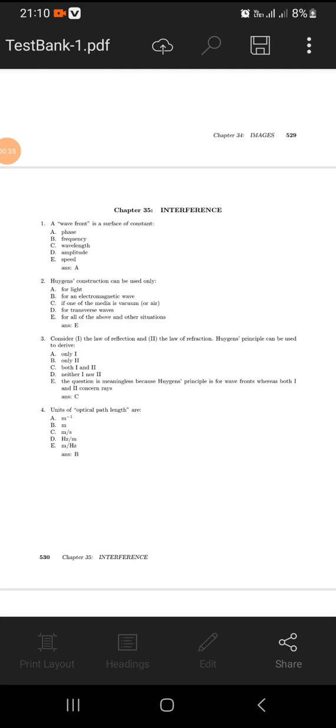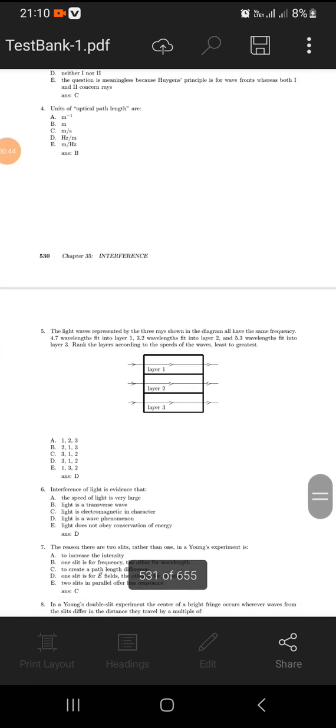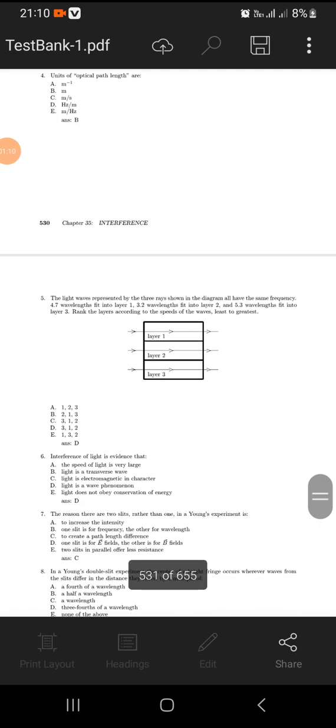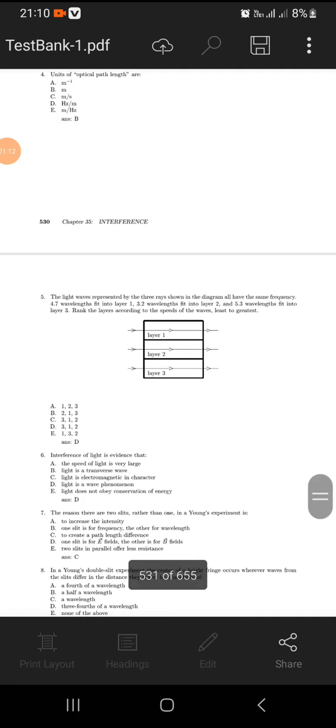And then number 4, units of optical path length: meter. The light waves represented by the 3 rays shown in the diagram all have the same frequency. 4.7 wavelengths fit into layer 1, 3.2 wavelengths fit into layer 2, and 5.3 wavelengths fit into layer 3. Rank the following according to the speed of the waves, least to greatest.